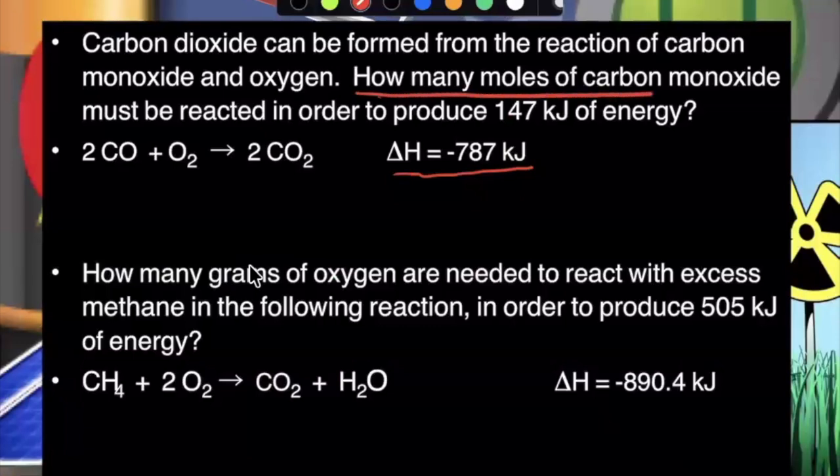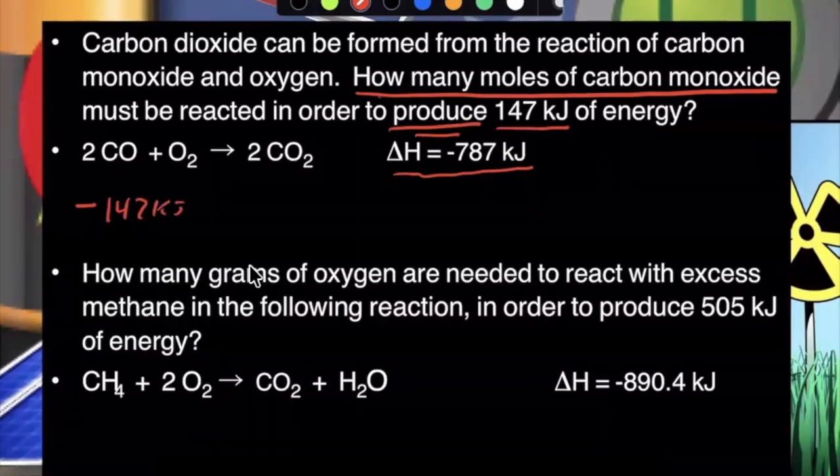Okay, so carbon dioxide can be formed from the reaction of carbon monoxide and oxygen. How many moles of carbon monoxide must be reacted in order to produce 147 kilojoules of energy? So to produce, that means I am having to lose that energy from the system. So very important you're reading the wording on this because this is not 147 kilojoules, it is negative 147 kilojoules. Okay. Now from here, I can use this as a conversion factor. Okay. This is for the overall reaction. And for the overall reaction, we want moles of carbon monoxide.